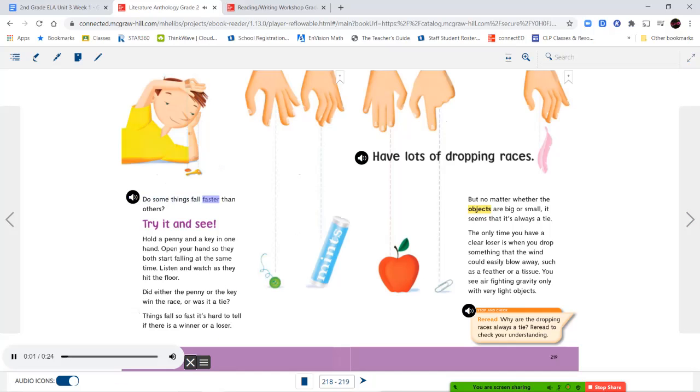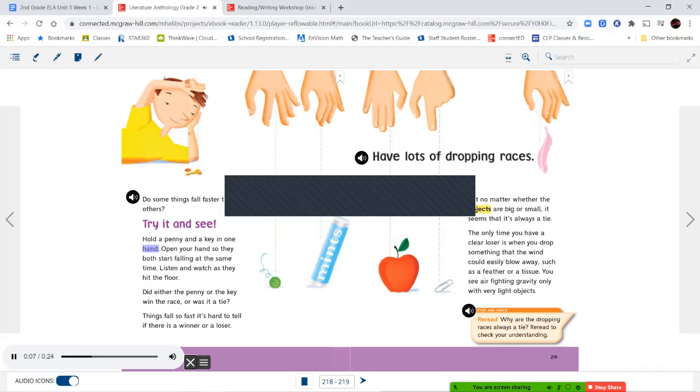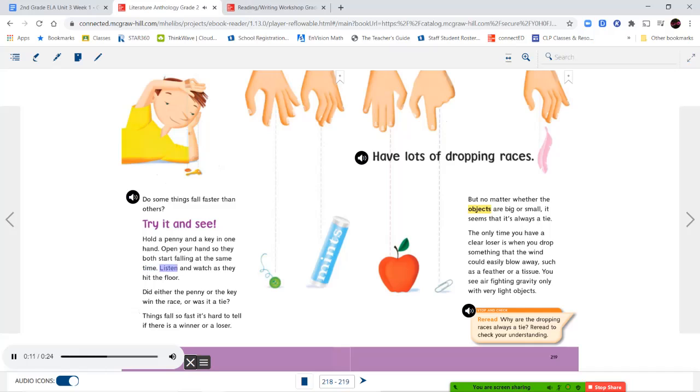Do some things fall faster than others? Try it and see. Hold a penny and a key in one hand. Open your hand so they both start falling at the same time. Listen and watch as they hit the floor. Did either the penny or the key win the race, or was it a tie? Things fall so fast it's hard to tell if there is a winner or a loser.